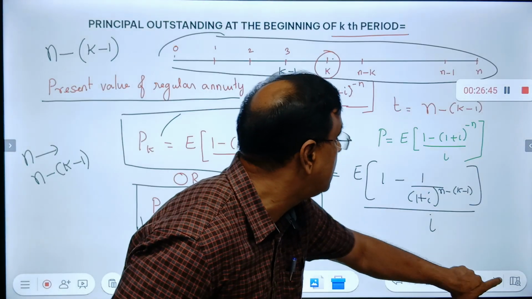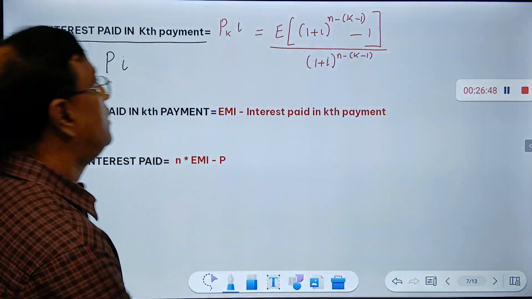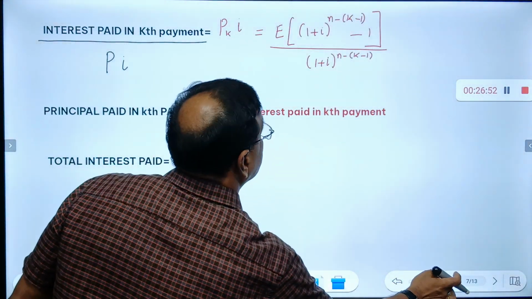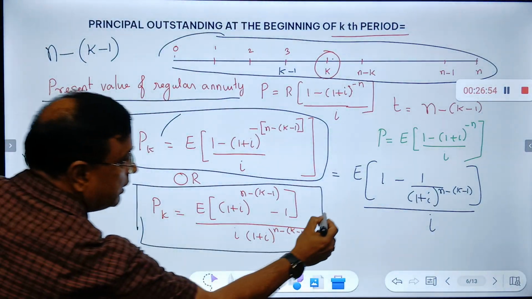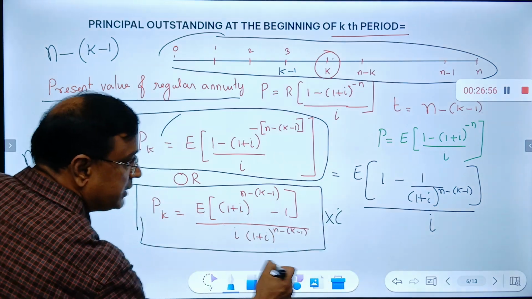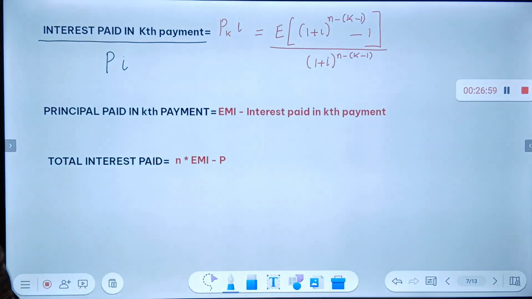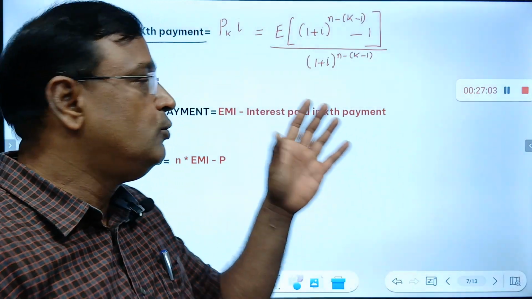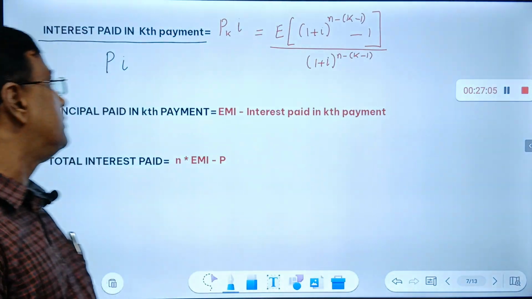Sorry. I gets cancelled and you get this. Correct? You see, you can look at it. See, this is the formula into I. I and I gets cancelled, you get this. So there's no need to memorize this formula by heart. If you understand the formula, you can just do the problems.